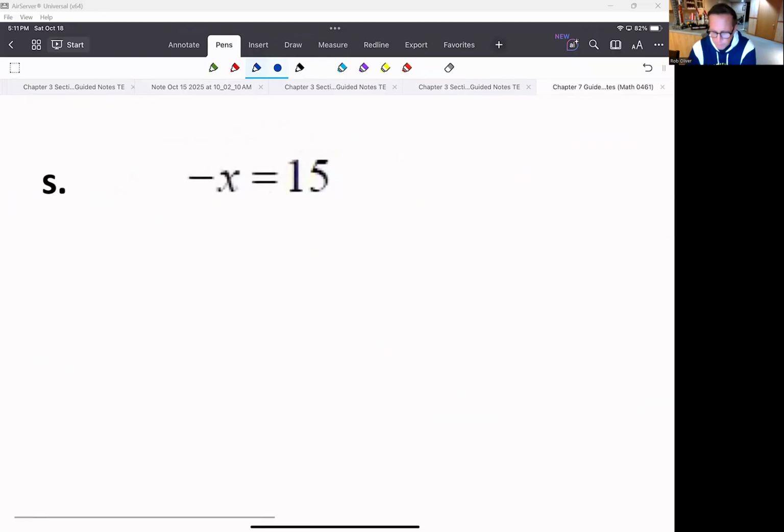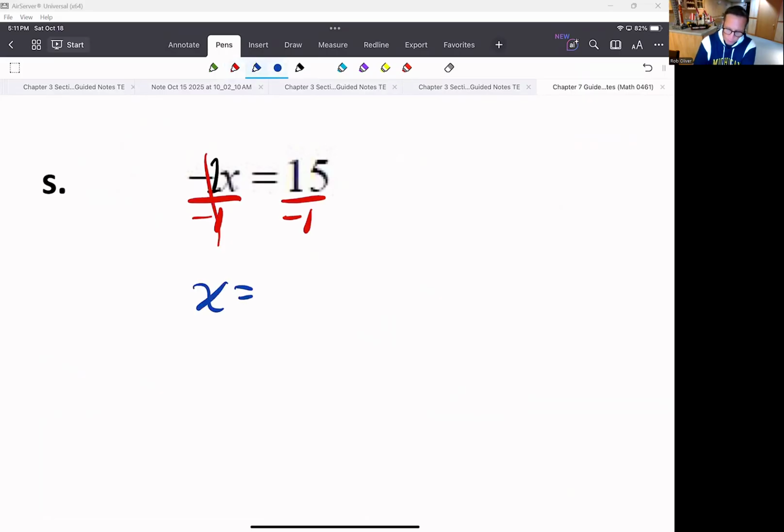And this one I'm just going to speak up on because this one throws people off. If you have a negative variable, like in this case, we've got negative x, you can always think of that as -1 times x. You put a -1 there. It doesn't change the meaning of that equation at all. And then that makes it clear what you have to do to solve it, which means you have to divide both sides by -1. And there you go. You got x equals -15.